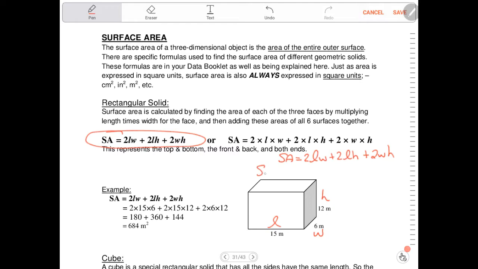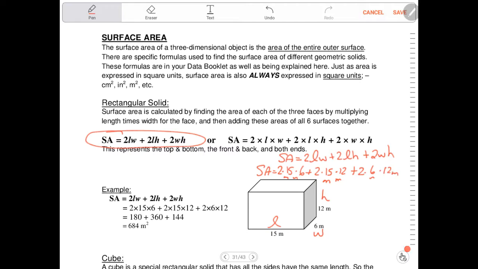So that would be surface area is equal to, and I'm going to leave out meters, I'll try to write really small. So it's going to be 2, I'm going to use a little dot for multiply. That dot is the same as an X. So 2 times 15 times 6, and those are both in meters, plus 2 times your length, which is going to be 15 times your height, which is 12 meters, plus 2 times 6 meters times 12 meters.